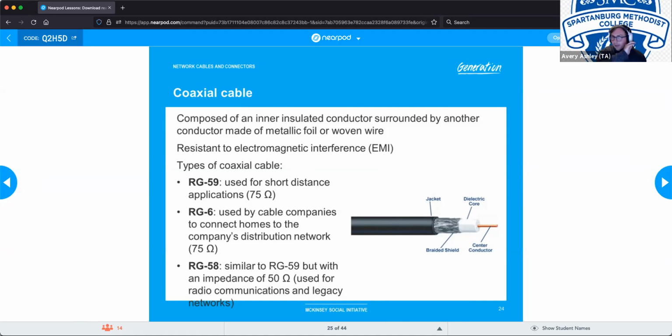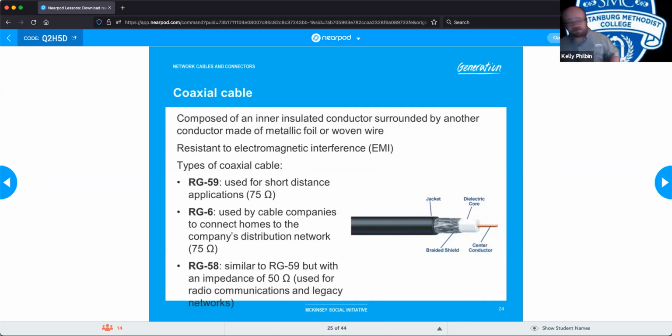Now, we do have three main types of coaxial cable that we will be dealing with. Most common, the kind that we typically work with, are the RG59 and the RG58. RG58 is the old school cable that you would use on your TV. They have improved these a little bit, and they came up to the RG59, which is used for short distance applications.